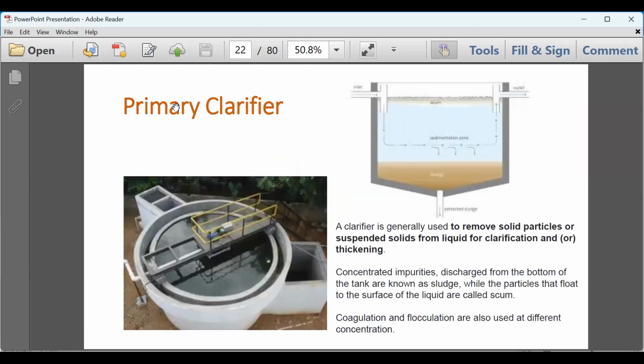Then primary clarifier. Especially in chemical industries or textile industries, we have to remove solid particles, suspended particles from the wastewater. We use primary clarifier to separate solid and liquid. Concentrated impurities can be converted to solid and liquid by using chemicals.